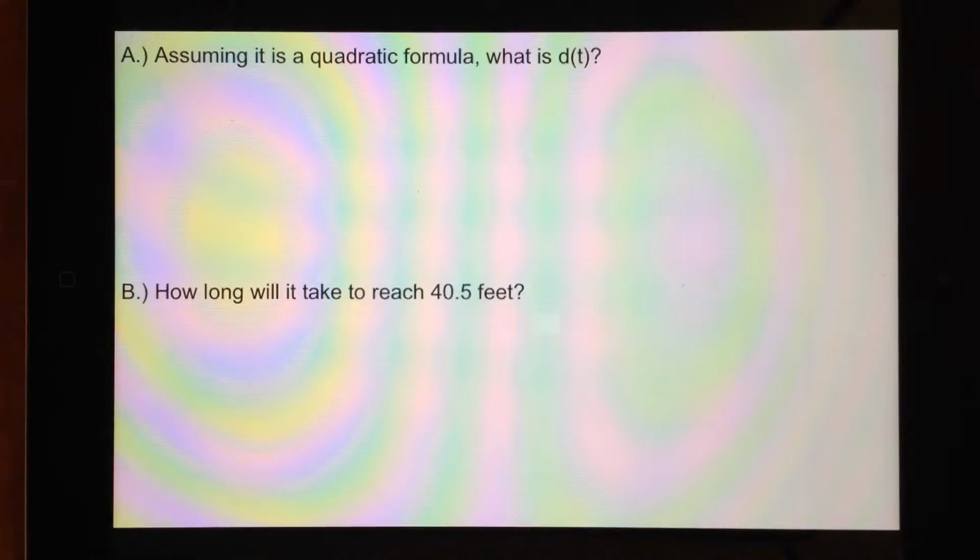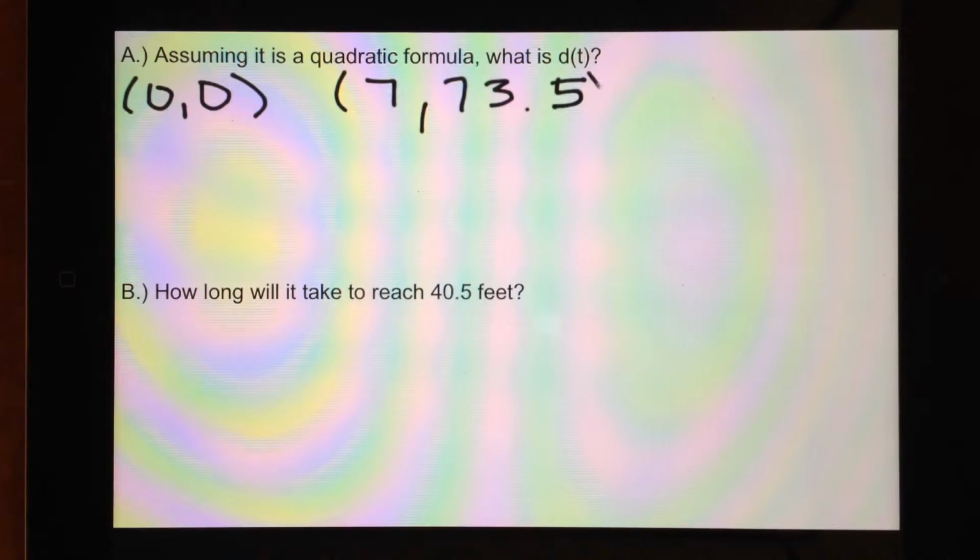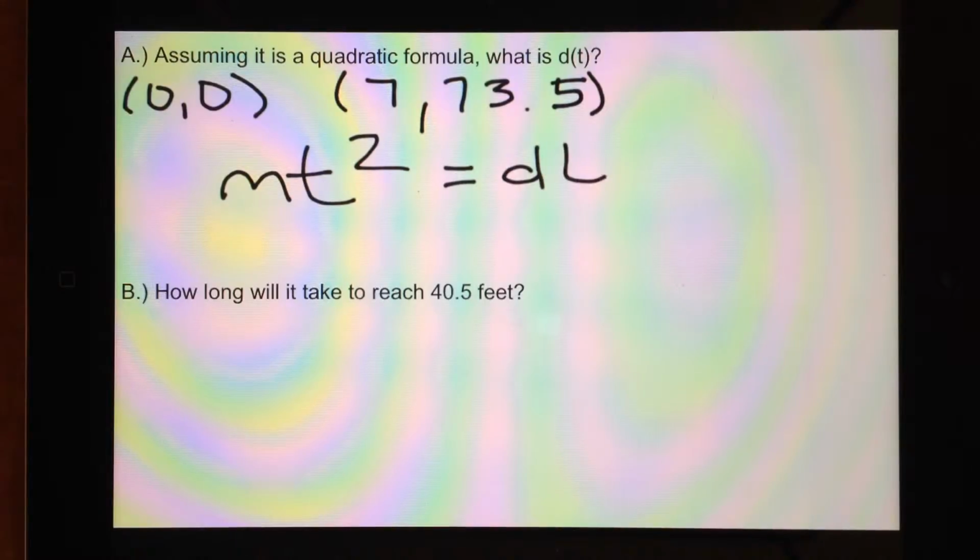So we start off with assuming it is a quadratic function, what is d of t? We know that we started at 0, 0, and ended at 73.5. Since we can start out as a quadratic formula, we'll start out with m t squared. We don't know what m is, and we don't know what d of t is.